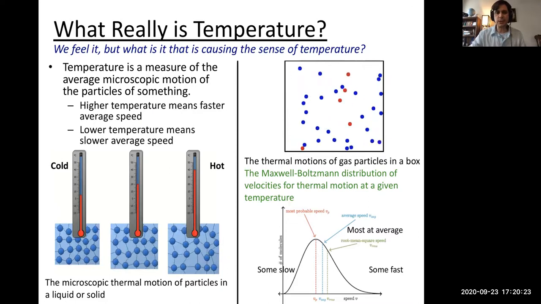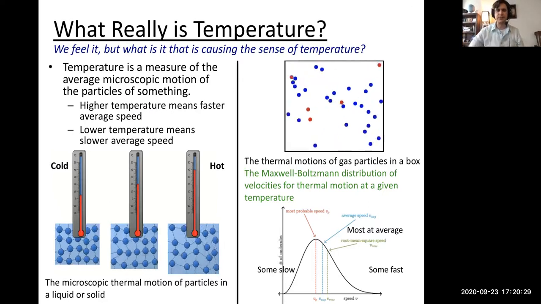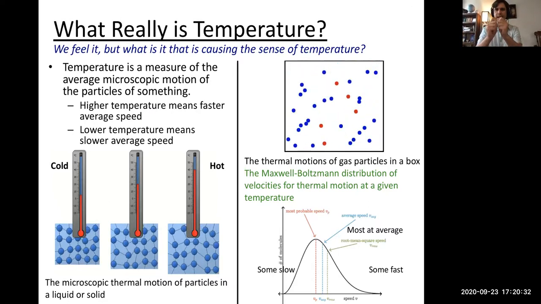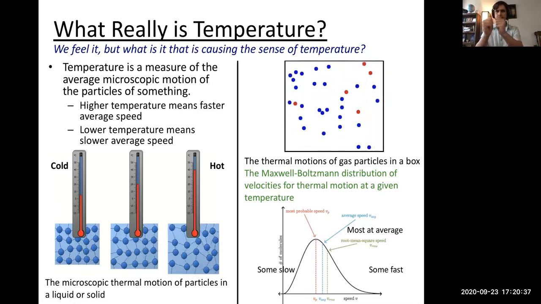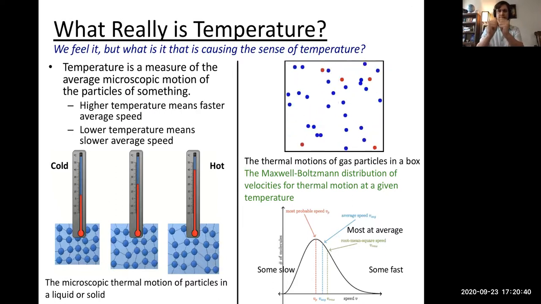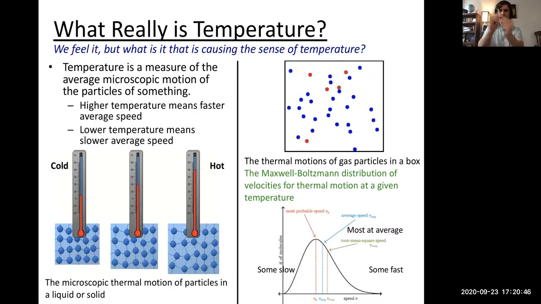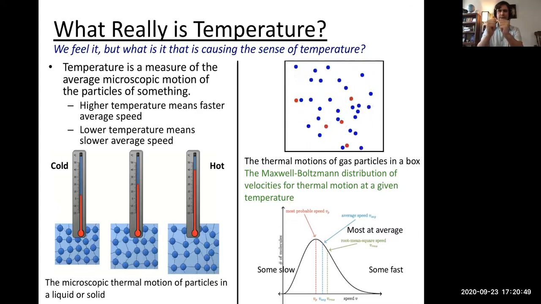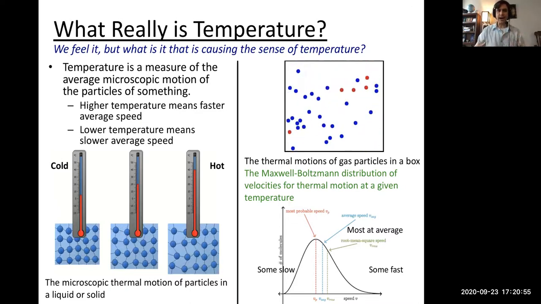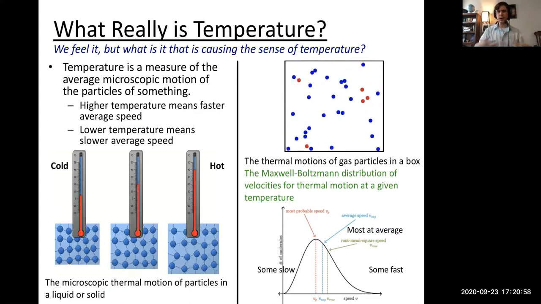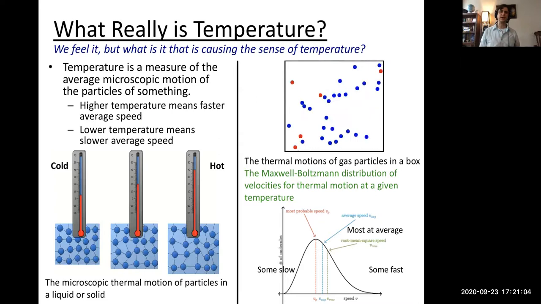We could take a solid or a liquid. If we could zoom in onto the molecules and atoms that make up this table, we would see that they're not sitting still. They're jittering back and forth. That's what this image over here is trying to show you. And the speed that they're jostling, their average microscopic motion: if the table is hot, they're going to be jostling around really fast. If the table is cold, they're going to be just barely and slowly jostling around. So higher average motion, higher temperature. Lower average motion, lower temperature. And that's really what we're talking about when we're talking about temperature.